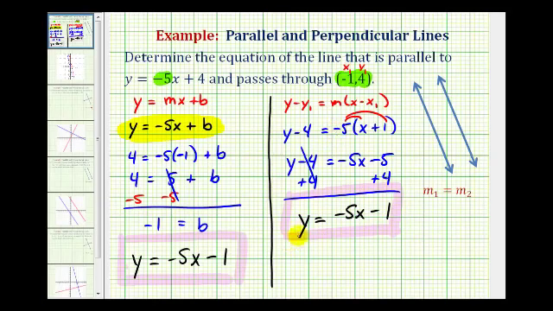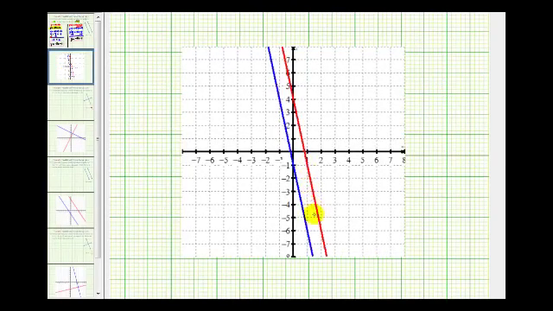Let's go ahead and quickly verify that this line is parallel to the given line and contains the point negative 1, 4. Right away we can see they have the same slope, so they are parallel. The given equation produced the red line, and the equation that we found produced the blue line. Notice how the blue line does contain the point negative 1, 4 right here. It has the same slope as the red line, which was negative 5, and it does have a y-intercept of negative 1. So this verifies our work is correct.